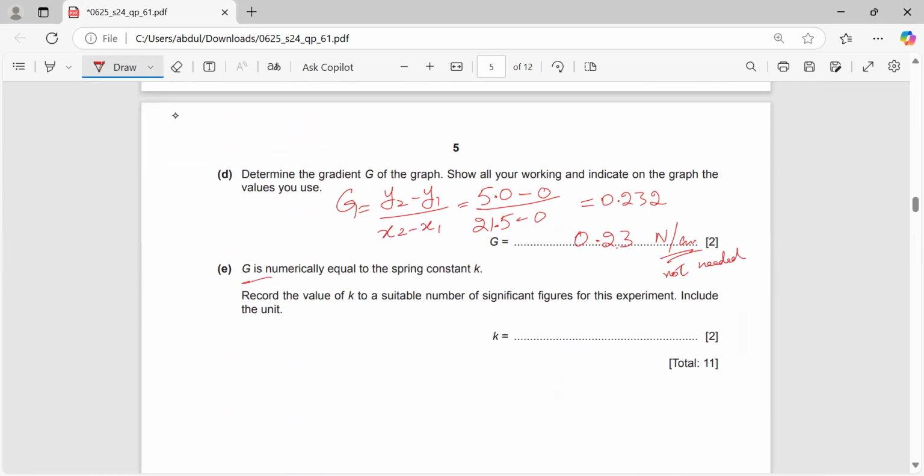G is numerically equal to the spring constant. Okay, record the value of K to a suitable number of significant figures for this experiment. Include the unit. So now 0.23, include the unit. Rise over run. Rise is Newton, run is in centimeters, so Newton per centimeter. This was based on Hooke's law.